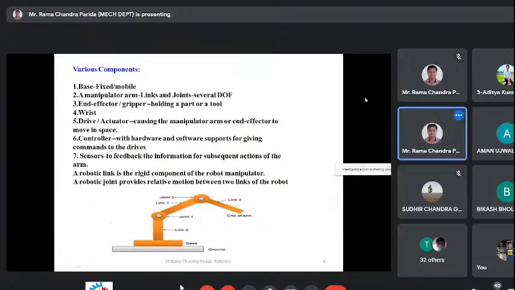So come to the main components. First one is your base. Second one is your manipulator arm, or robotic arm we can call. There is an end effector. End effector means end of arm. You can see it in this diagram or not?